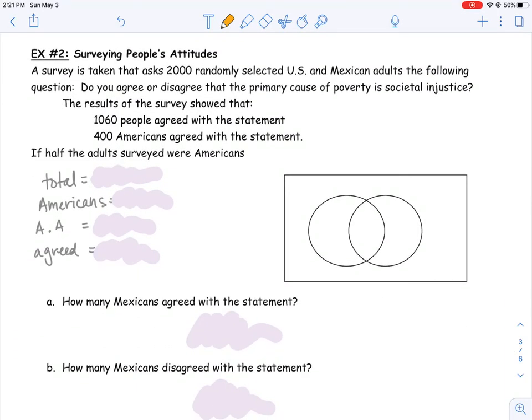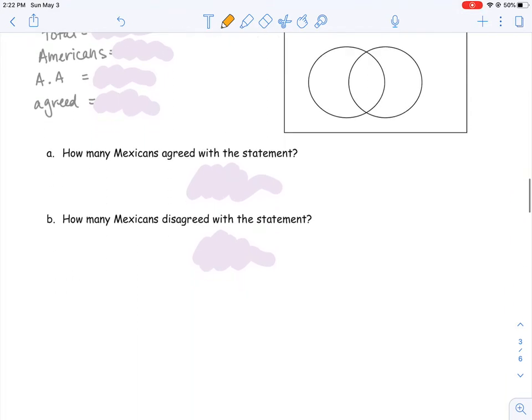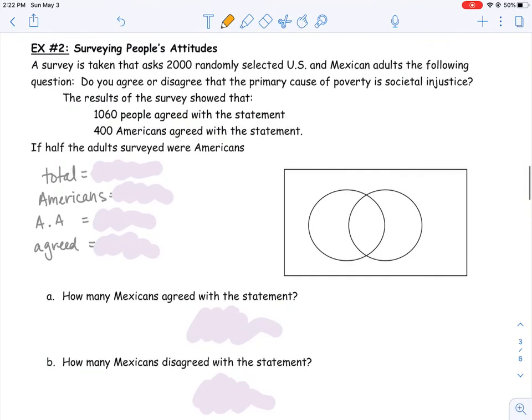this example number 2. It says here a survey is taken that asked 2,000 randomly selected US and Mexican adults the following question. Do you agree or disagree that the primary cause of poverty is societal injustice? The results of the survey showed that 1,060 people agreed with the statement, 400 Americans agreed with the statement, if half the adults surveyed were Americans. And then it asks us to answer a few questions.